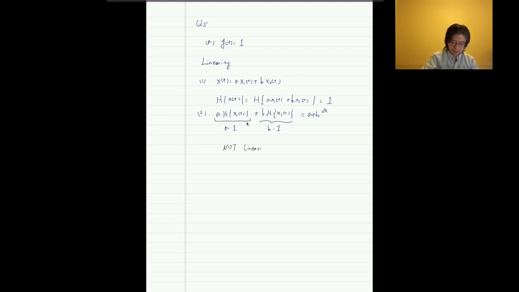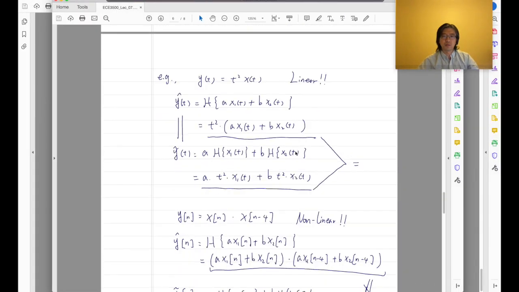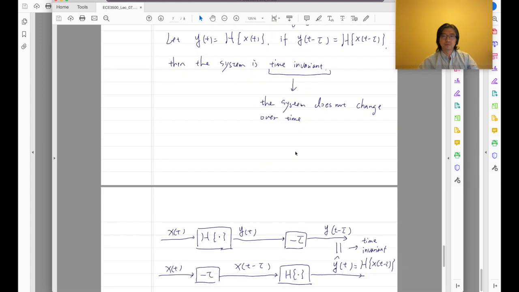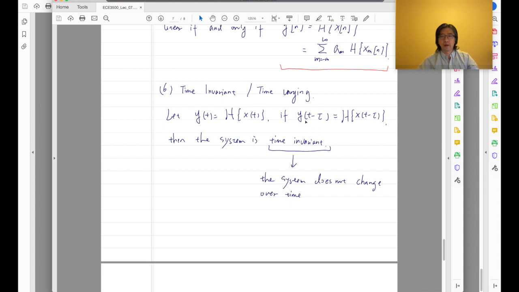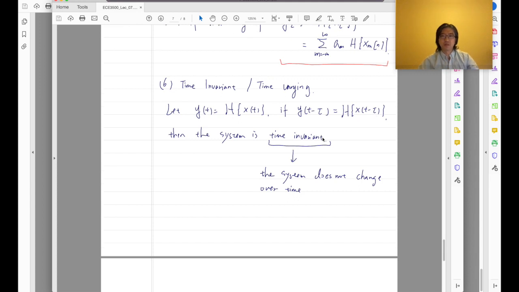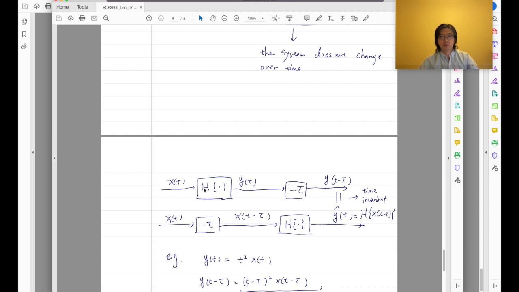Next is the time invariant property, which is defined as follows. If y(t minus tau) equals h of x(t minus tau), then we say the system is time invariant. It means that if we pass the input signal through the system and then shift the output, we get y(t minus tau). If we switch the order, shifting the input first and then passing it through the system, and the two signals are identical, we say the system is time invariant.